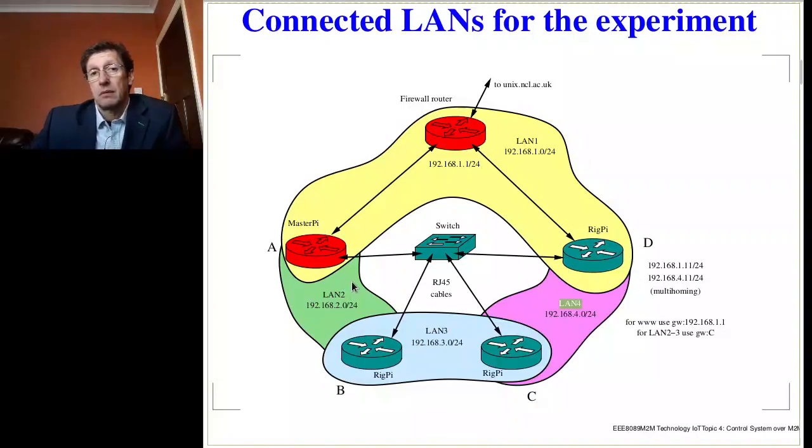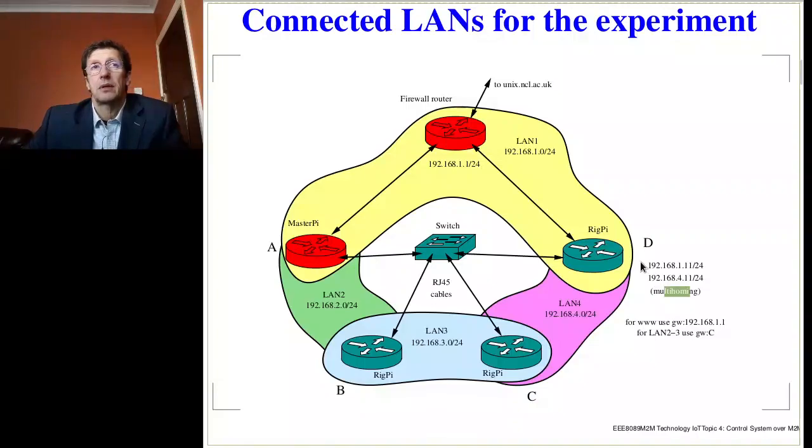What does it mean that it belongs to two LANs? It means that it still has a single interface, right? But this interface will have two IP addresses. Like for device D, it will have this IP address and this IP address. They call it multi-homing. So one device will pretend that there are two, and it will be possible to set routing in such a way that the packets will travel through those virtual devices differently.